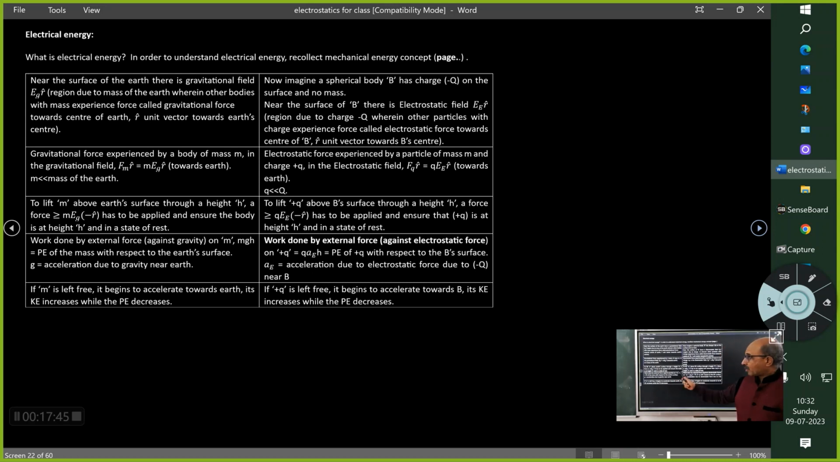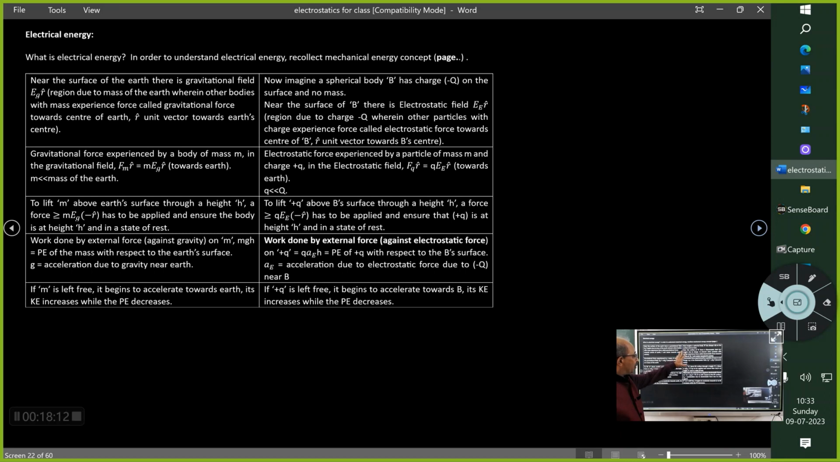And to lift the object, you will apply force. That also I have explained. Work done is manifested in the form of potential energy mgh. And then if m is left free, it starts accelerating and gains kinetic energy. Now come to the right side. Right side also you have something similar to what I have written on the left side.